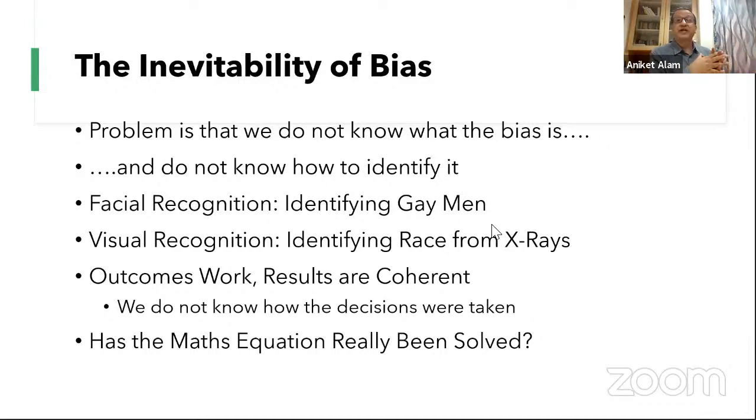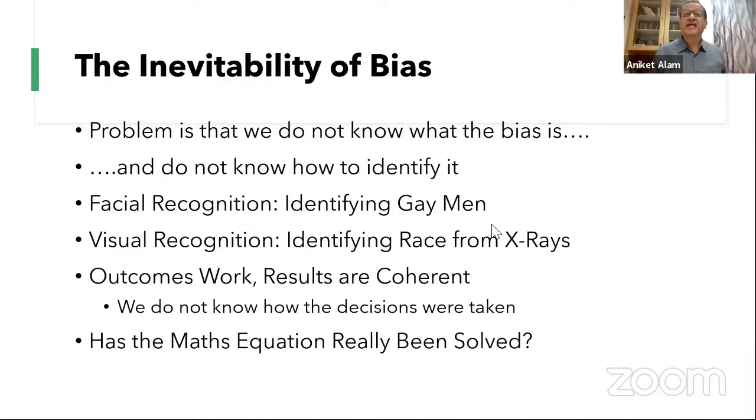But what they ended up realizing was that the software can actually identify race. They blurred out the X-rays to make them look like just shades of white and gray, and still the software was able to identify the race of almost every person. Even the best doctor wouldn't be able to look at a chest X-ray and say what the race of the person is. This is what was happening. The outcomes work, the results are coherent, but we do not know how these decisions are taken.